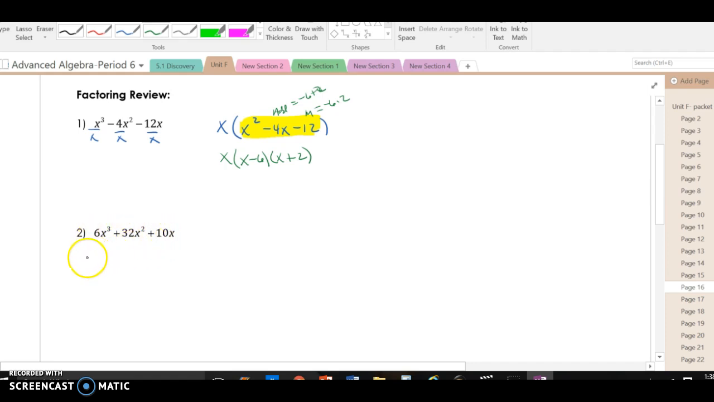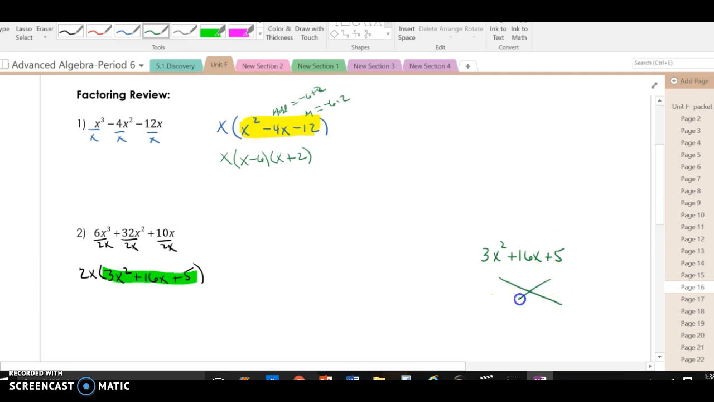6, 32, and 10 all have a common factor of 2, right? And then I have x to the third, x squared, and x. Therefore, I can factor out a 2x from each term. If I divide each term by 2x, I would get 6 divided by 2 is 3. X to the third divided by x is x squared. Then I would get plus 16x and then plus 5. Now, here's the thing. If you remember, I have to check to see if this is factorable. Now, this is a little different. When I go to factor that, 3x squared plus 16x plus 5.